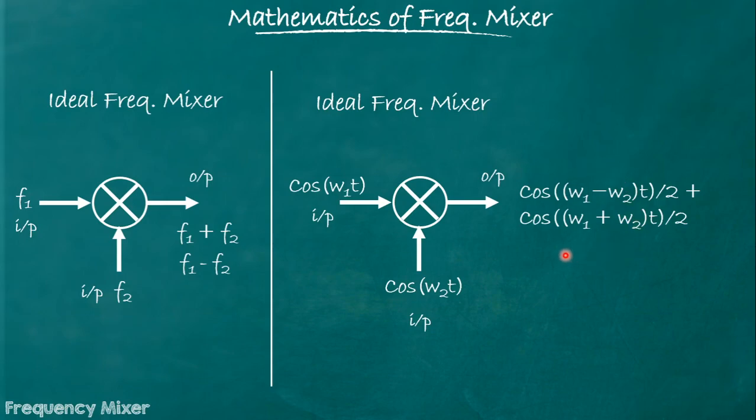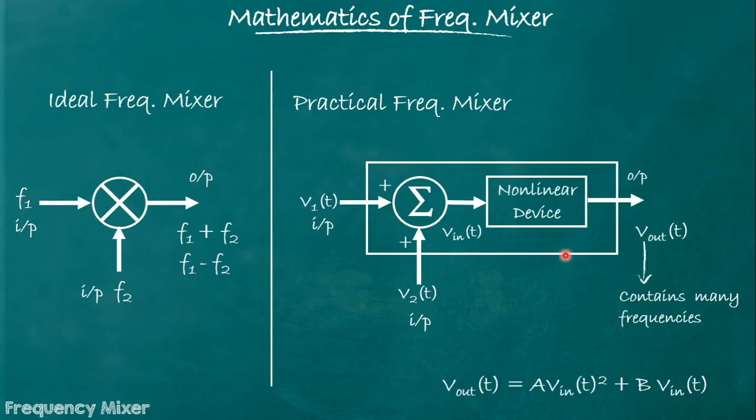So let us talk about the practical frequency mixer. Practical frequency mixer circuits are represented mathematically as two input signals that are first added, and this signal is called Vin. So Vin of t is nothing but the summation of V1t, that is the first input, and V2t, which is the second input. So Vin is the addition of both inputs. Then this Vin of t is applied to a non-linear device, and as a result we get the output Vout of t. So Vout of t is the output of the non-linear device and also the output of a practical mixer.